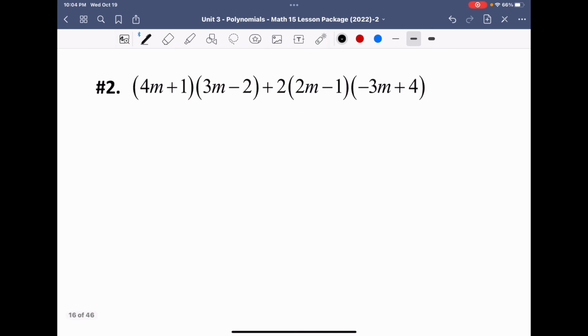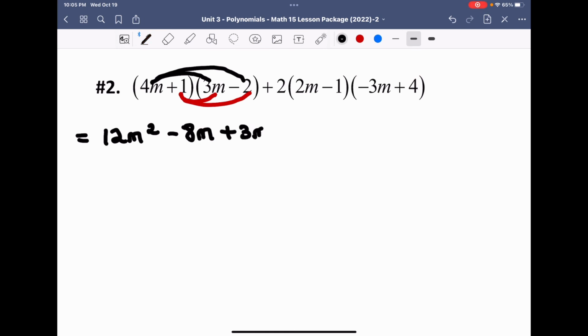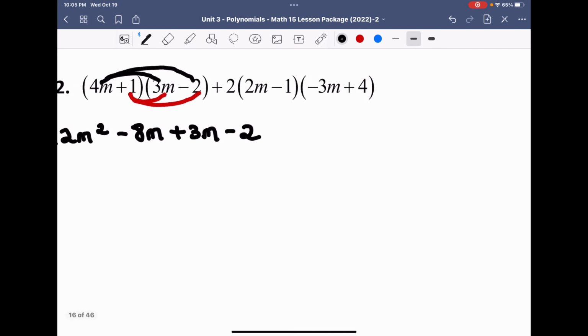This is going to be equal to, I'm going to use foiling, 4m times the 3m, 4m times the negative 2. 4m times 3m is 12m squared. We then go 4m times negative 2 is negative 8m. Now I need to multiply my 1 to both of the next two terms in the next binomial. 1 times 3m is plus 3m. 1 times a negative 2 is negative 2. And now we're done with our first binomial and we can move to our second.